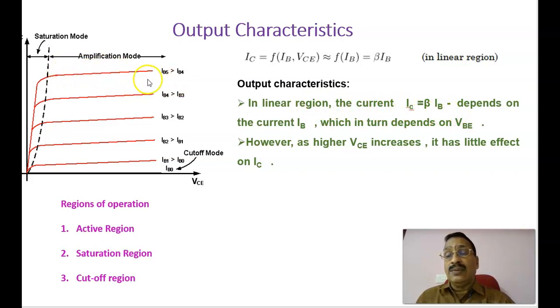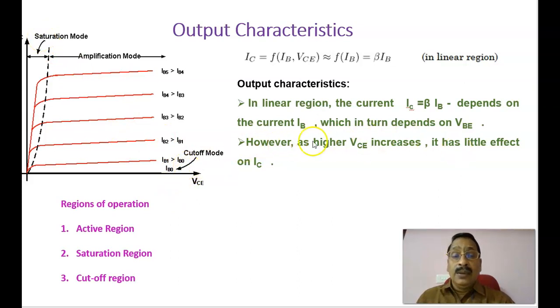In this region, which is called the active region, also termed the linear region, and this is called the saturation region, and this is called the cutoff region. Therefore, in the output characteristic, you can see three regions of operation. When the transistor is used as an amplifier, it will be in the active region or amplification mode. And when the transistor is used as a switch, it will be either in saturation or in cutoff.